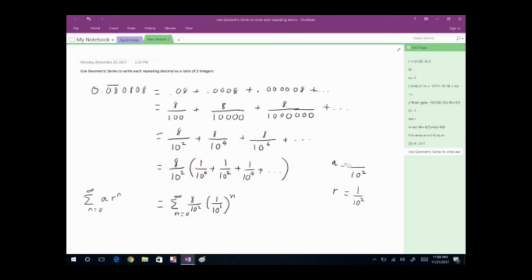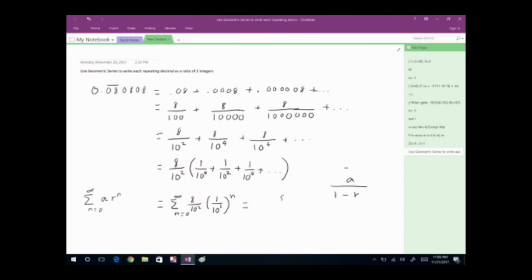Now notice that because r is 1 over 10 to the 2 power, which is less than 1, this series should converge. And we have a formula to calculate this. The formula is a over 1 minus r. It's that simple. So let's apply that formula to our geometric series.